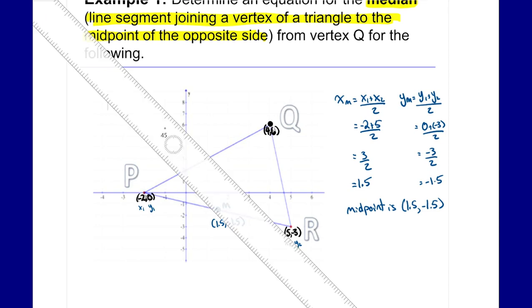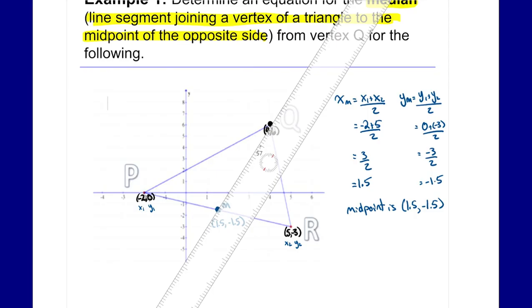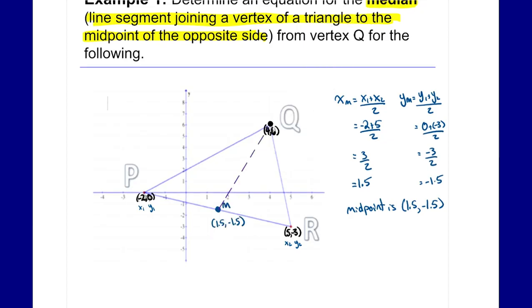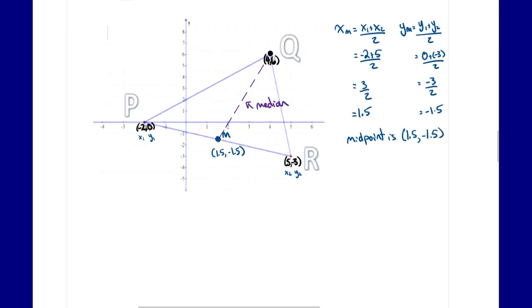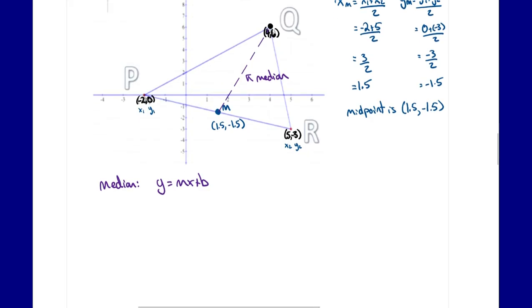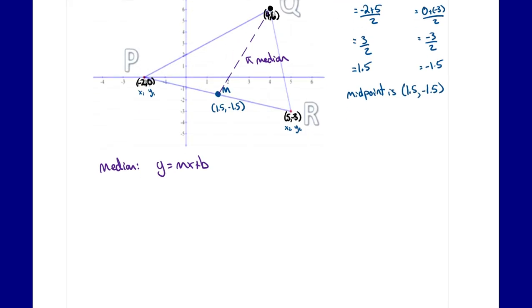Now, the median is the line that goes from that vertex to that midpoint. So this line right here, this dotted line, this is my median. And I want to find an equation for that line. So this is going to bring back a little bit of what we would have learned in grade 9. If I want an equation for that line, I need it in the form y equals mx plus b. That is going to be the easiest one. Now, I have 2 points. So this is like one of your 2-point problems in grade 9. I have the 2 points, 1.5, negative 1.5, and 4, 6. So I want to find the equation of a line that goes through those 2 points.